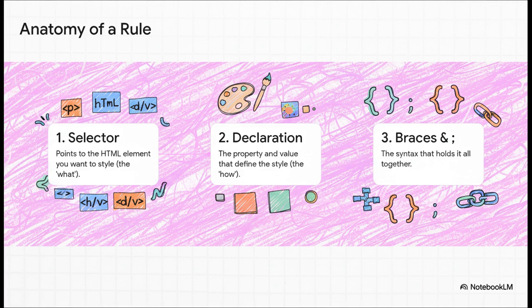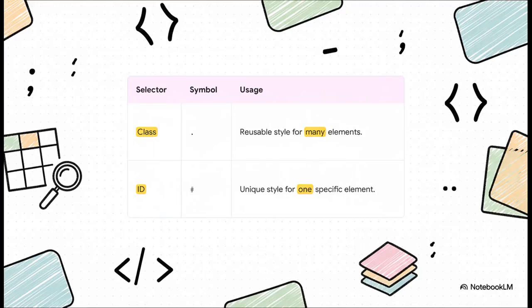First, the selector asks, what are we styling? Is it a heading, a paragraph? Then, the declaration block says, how do we want to style it? We use a property, like color, and give it a value, like blue. That's it. So, how do we target things?